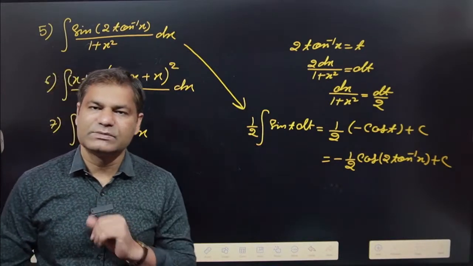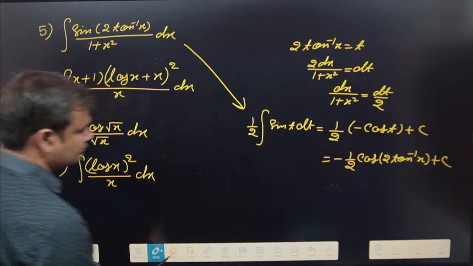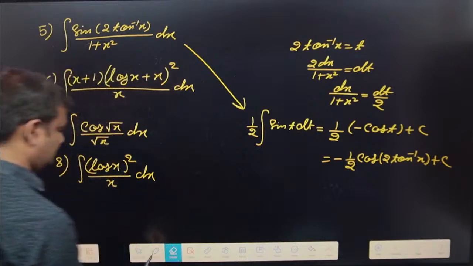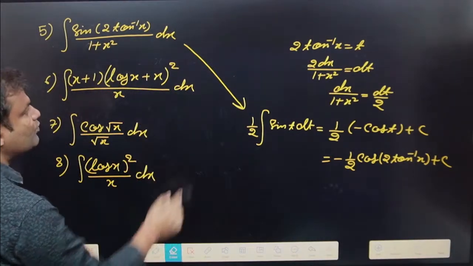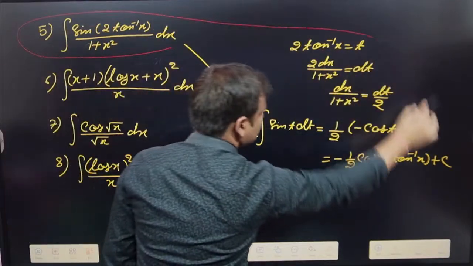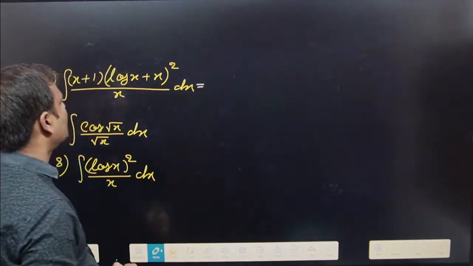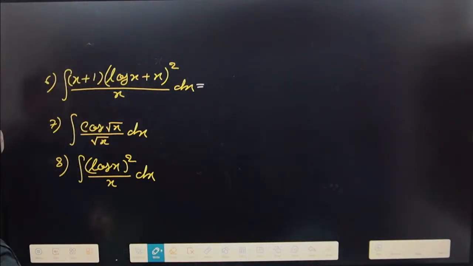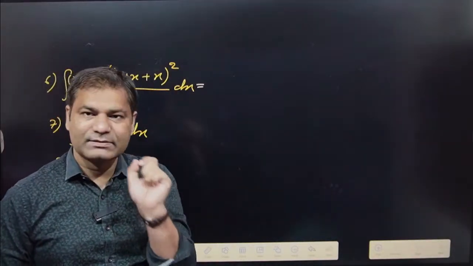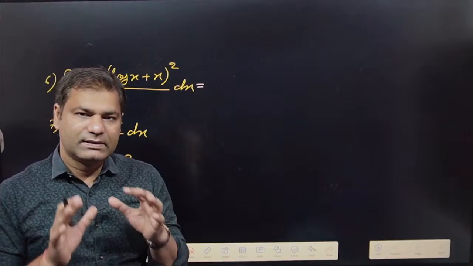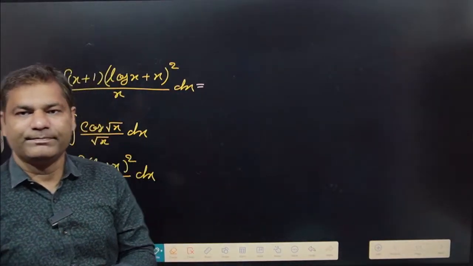Now the next problem. After that we will focus on another problem also. Very easy problem, that's why we focus on this one. Now how can we do it? Integration of x plus 1 into log of x plus x to the whole square, divided by x. First of all, if you see very carefully, x plus log x is taken as t.